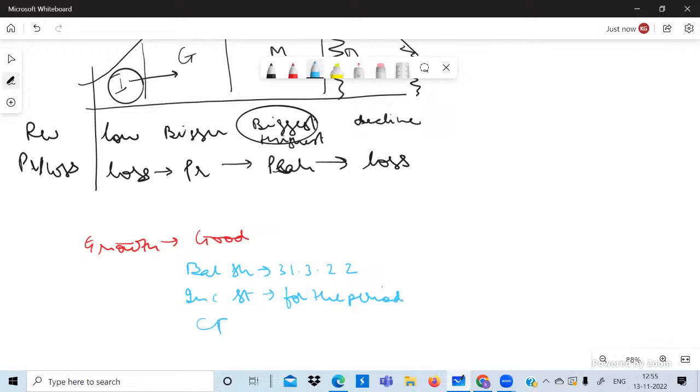Similarly, a cash flow statement is also for the period. See, a bootstrap company is when typically you start generating profits and those profits are put back into the company. So that's typically bootstrapping.